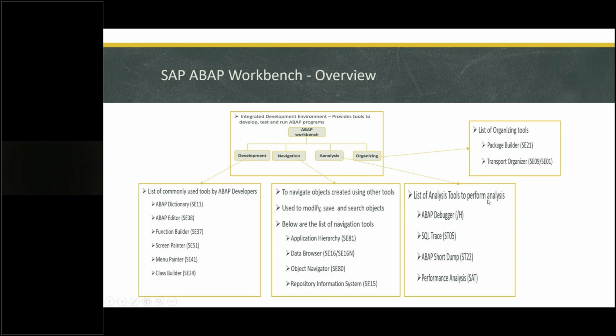Then coming to the analysis tools, you have the ABAP Debugger, SQL trace, ABAP short dump analysis ST22, and performance trace. These are the various tools used during ABAP programming, and also for troubleshooting and analysis. What do you do with ST05? Suppose you want to see the SQL statements, how many SQL statements there are, and how much time each one is taking. These are only database-related statements. If you want to do some analysis or capture them in a log, you will use ST05.